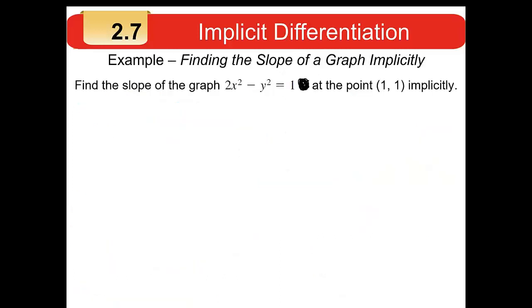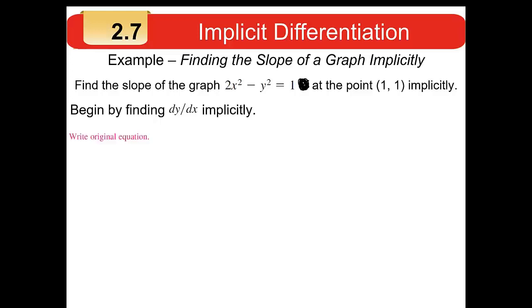So here we want to find the slope of the graph 2x squared minus y squared equals 1 at the point (1, 1) implicitly. Didn't really have to say implicitly because that's the way you're going to have to do it, because the x's and y's are mixed up and it's not easy to solve for y. So even though he said to do it implicitly, it sort of implied that this will be an implicit problem. Well, how do you do that?